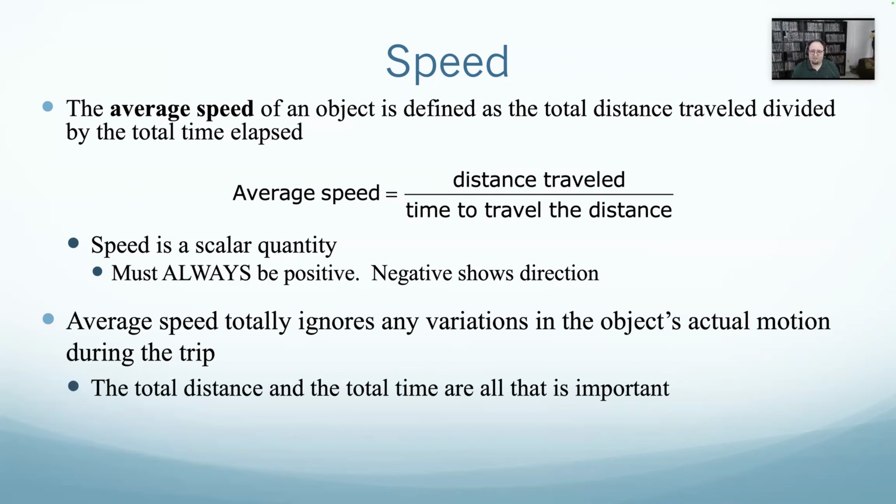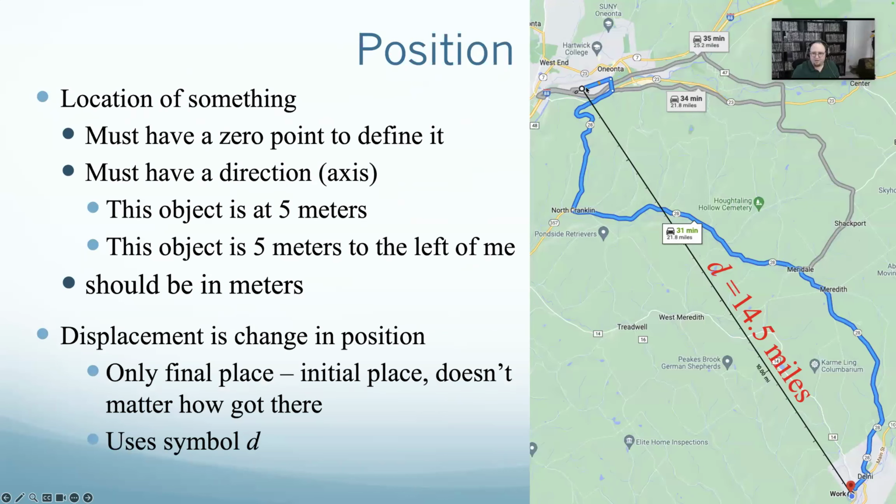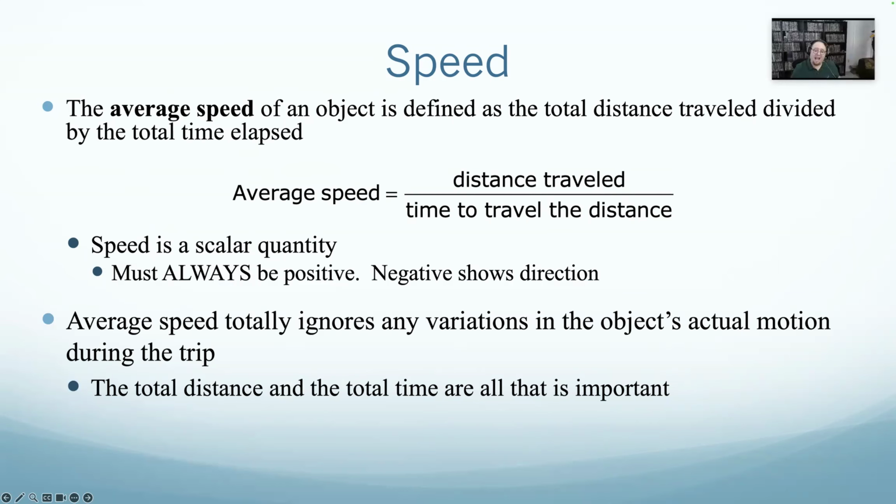It ignores any variations. If I go back to that map I had earlier, I'll come back to this slide in a second, but if I'm doing the Oneonta to Delhi drive, I'm going to be vastly changing my speed at different parts. I'll be doing a good 60-ish for most of it, and then I'll hit that 30 mph zone and slow down to, say, 30, then speed back up and hit Delhi and slow back down. My speed is going to vary. But average speed ignores that. It would just be the total distance I traveled, 20-ish miles, divided by the total time I traveled it, 20-ish minutes.